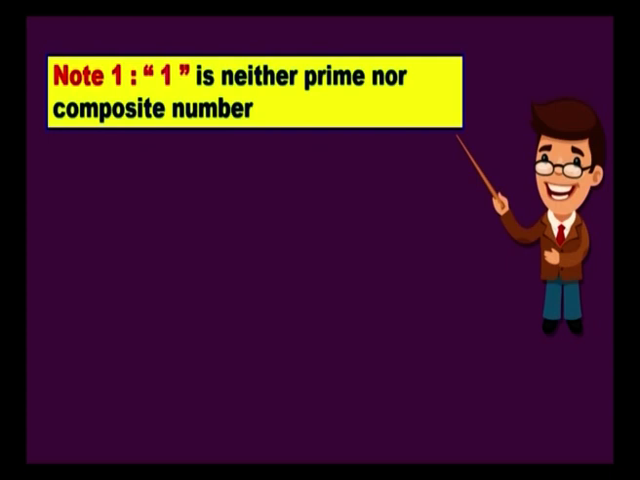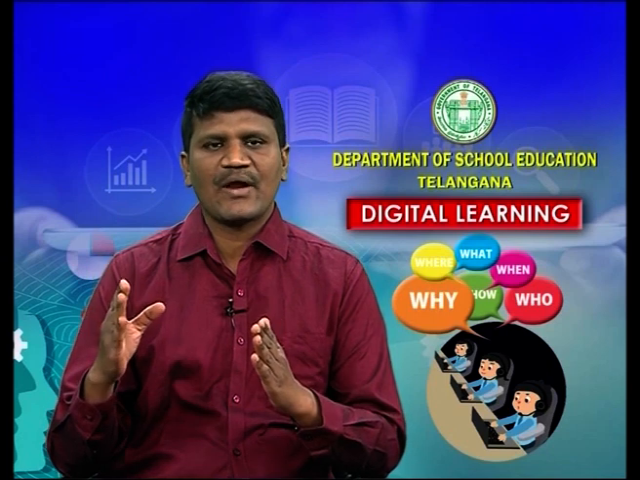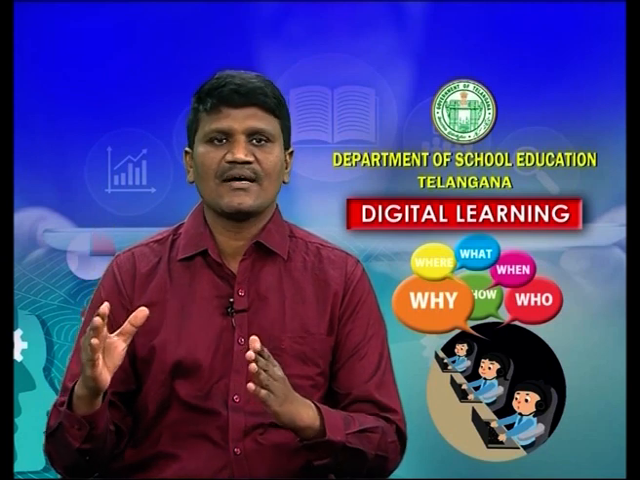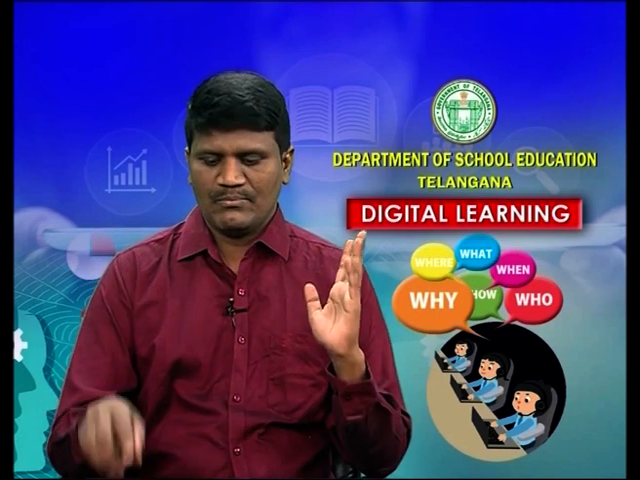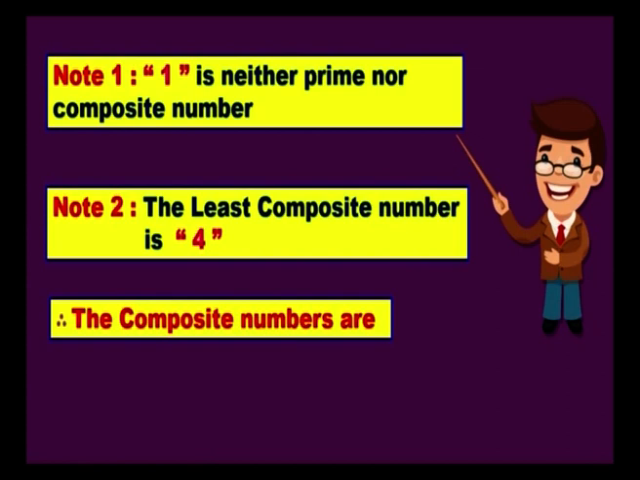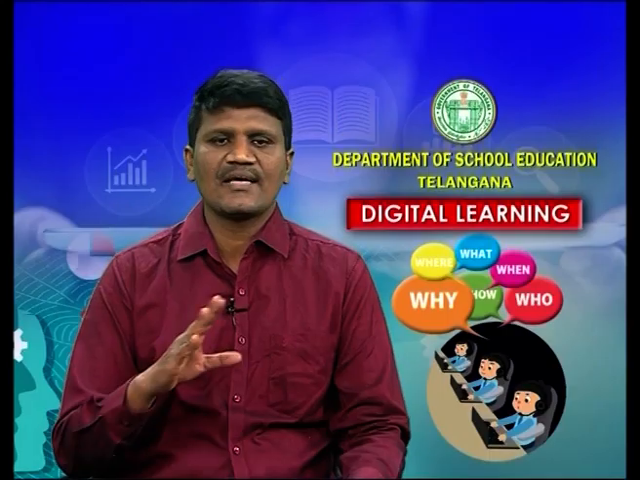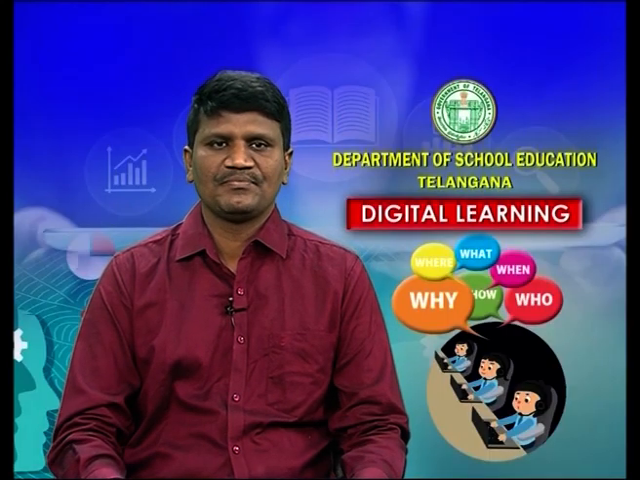1 is neither prime nor composite. If you observe the natural numbers 1, 2, 3 and so on, 1 is neither prime nor composite, 2 and 3 are prime numbers, then 4 is the first composite number, the least composite number. The composite numbers start from 4, 6, 8, 9, 10, 12, 14, 15 and so on. These are all the composite numbers.